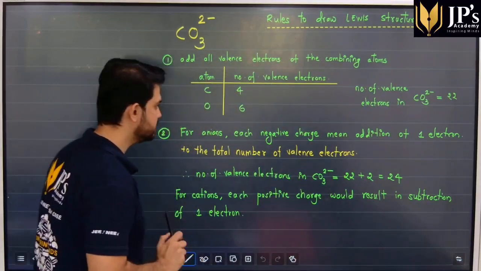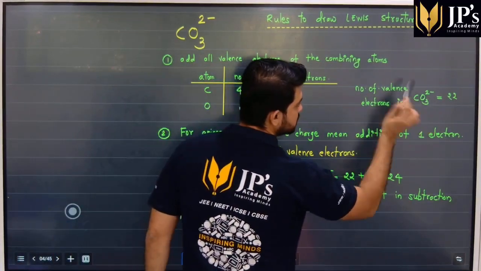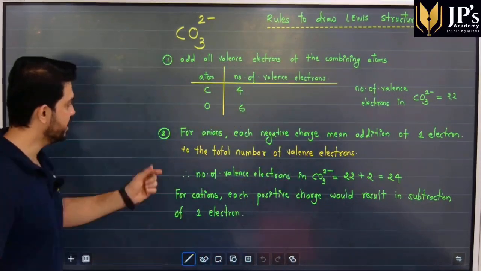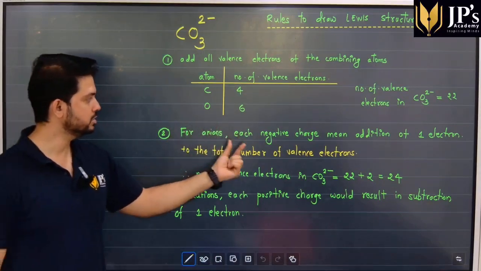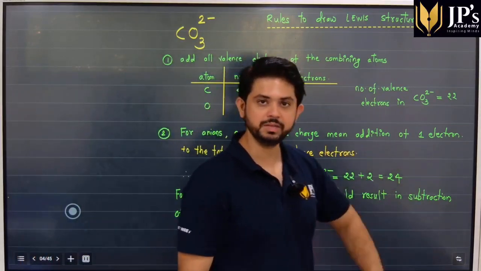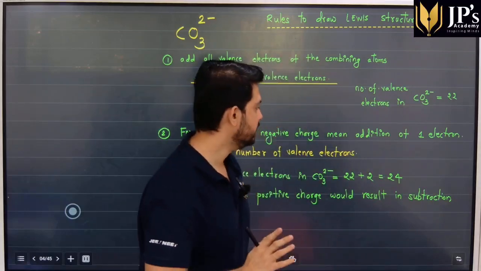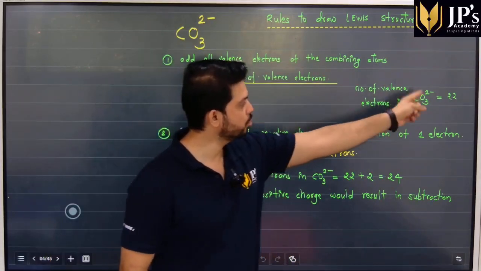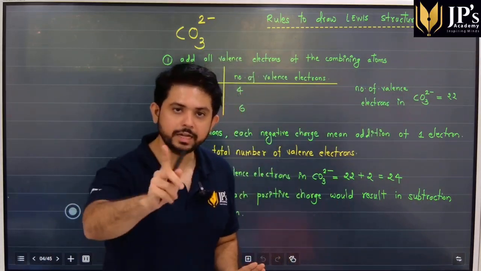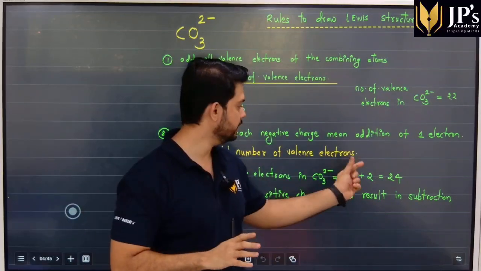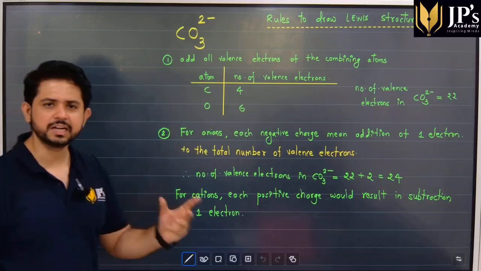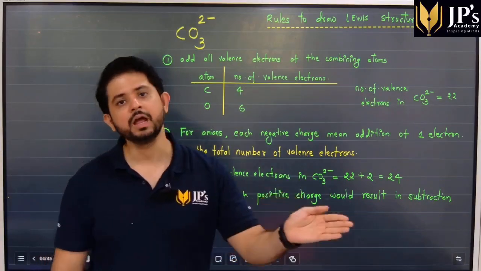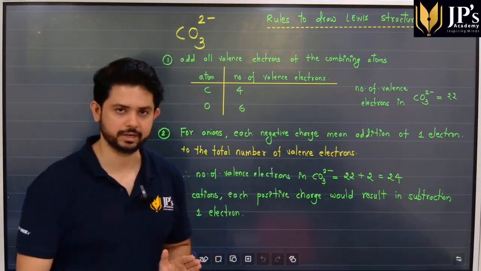But यहाँ पे हमें एक चीज पे ध्यान रखना है. So the charge here is -2. Whenever there is a negative charge, or for anions, students, each negative charge means you will add 1 electron. So यहाँ पे since दो negative charge हैं, 22 में हम 2 और ऐड कर देंगे, number of valence electrons यहाँ पे हो जाएंगे 24. Had it been a cation, students, तो आप क्या करेंगे, you will reduce the number of electrons.